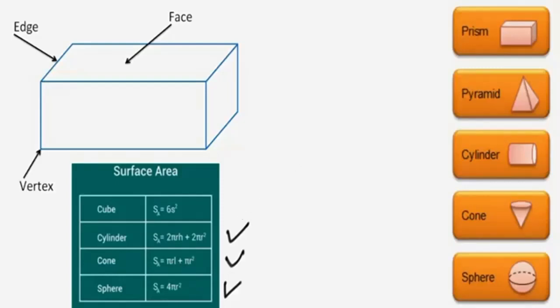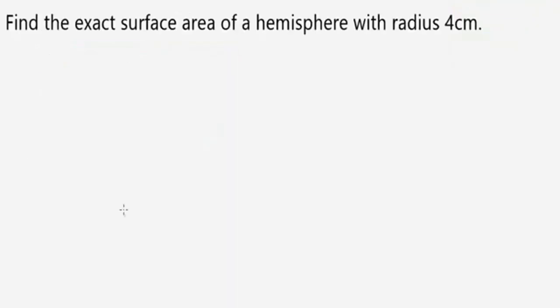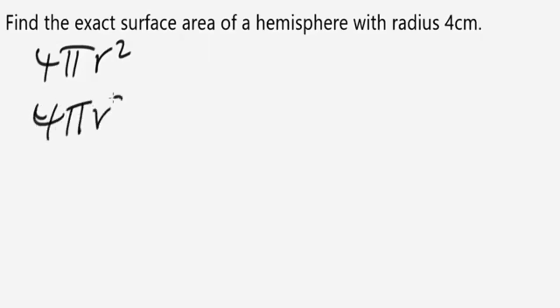Let's wipe this. Let's look at this question. It says find the exact surface area of a hemisphere with radius 4 cm. As we know, the surface area of a sphere is 4 pi r square, and note that a hemisphere is half a sphere. So the surface area of a hemisphere will be 4 pi r square over 2, which gives us 2 pi r square.